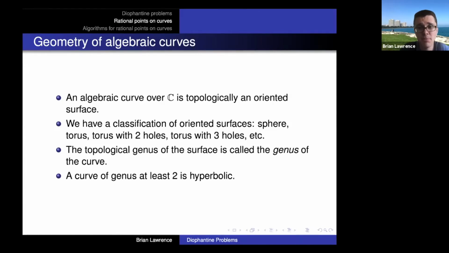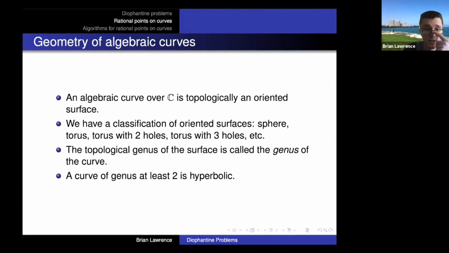As an example of how the genus of the surface is important, if you think back to differential geometry, a surface of genus at least 2 is hyperbolic. Meaning if you have a surface of genus at least 2, you can put a metric on it that has constant negative curvature. A surface of genus 1 is a torus, it's flat, and a surface of genus 0 has positive curvature.